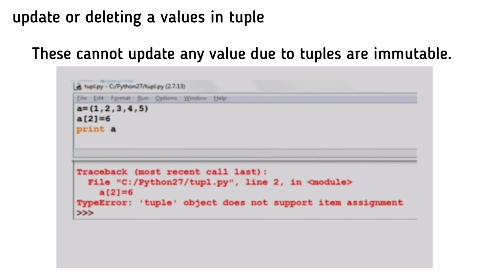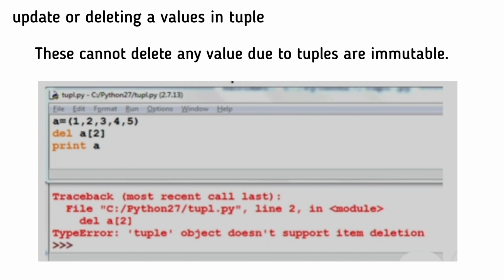See updating a value or deleting a value. We cannot update any value because tuples are immutable. Here I take a equal to 1, 2, 3, 4, 5 and a of 2 equal to 6. I update the value 3 as 6 and I print a. It gives an error.